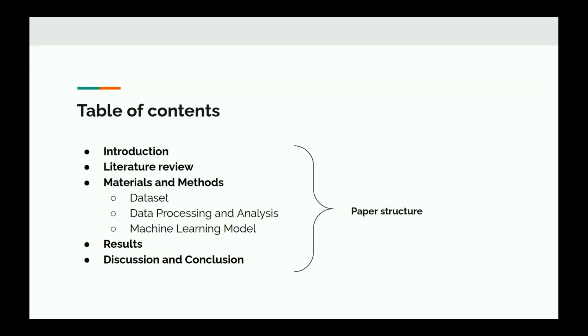So first of all, we are going to go to the table of contents. So what we are going to cover today. Some of the key parts are introduction, literature review, materials and methods with the subsections of data set, data processing and analysis, machine learning model, and at the end we are going to talk about results and discussion and conclusion about this term paper. And this is in general our paper structure.